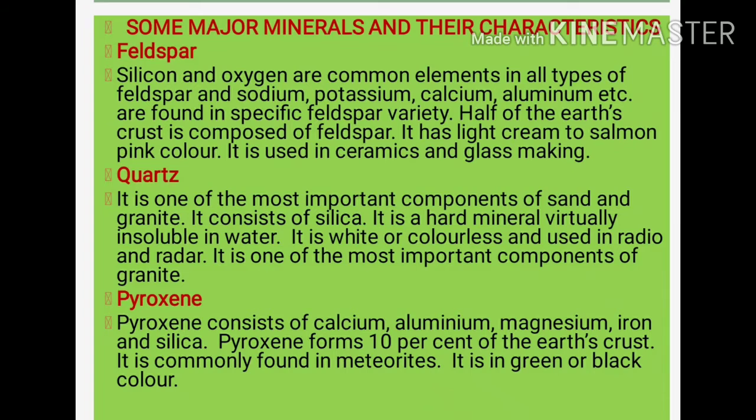The first major mineral is feldspar. In feldspar, the common elements are silicon and oxygen. Other than silicon and oxygen, feldspar contains sodium, potassium, calcium, aluminium, etc. It has been found that over half of the earth crust is composed of feldspar. It has light cream to salmon pink color. Feldspar is used in ceramics and glass making. So these are the characteristics of feldspar and its uses.